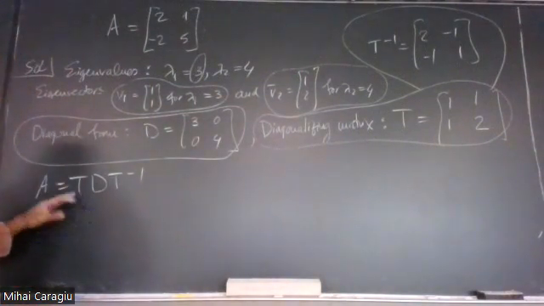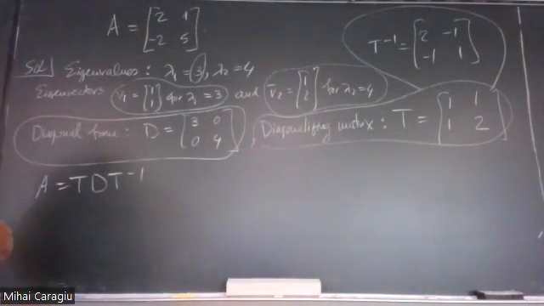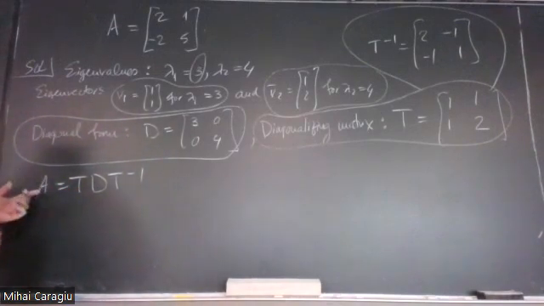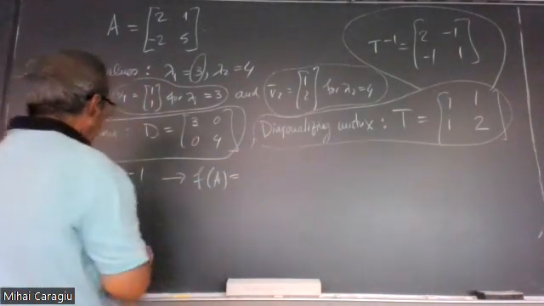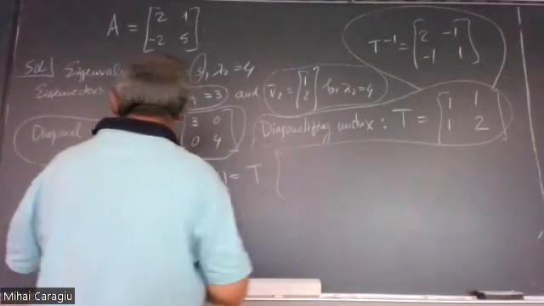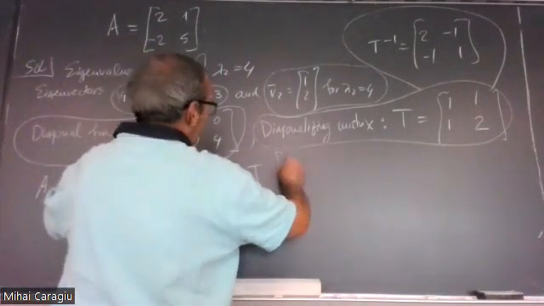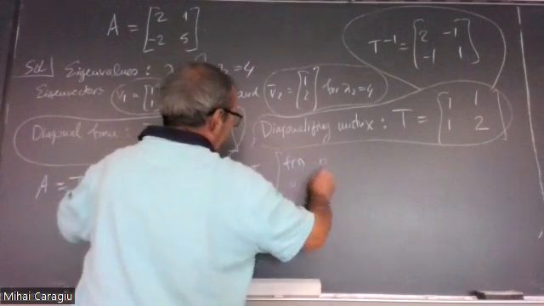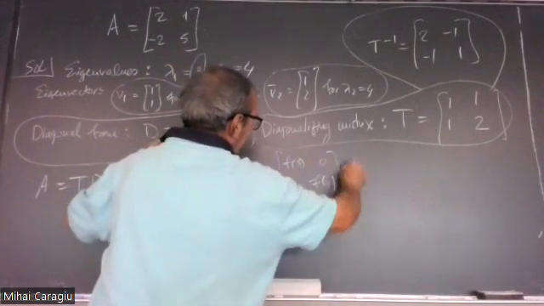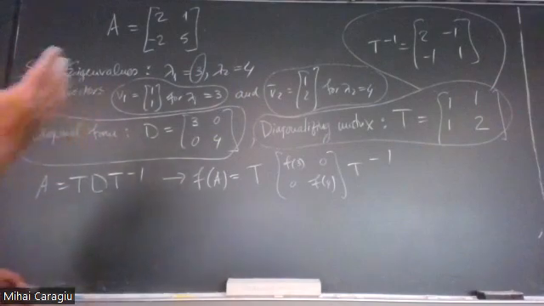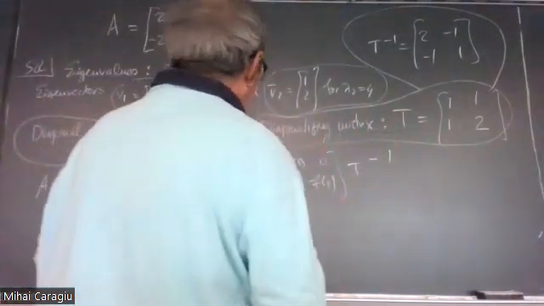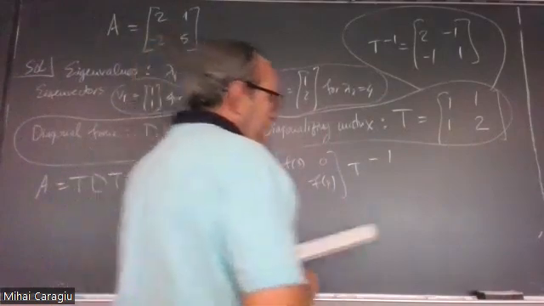This is important because we can find any analytic function of A by using this formula. Instead of A, we can put any function of A. This implies that f of A will be T times the diagonal matrix with f of 3, 0, 0, f of 4, times the inverse. Be prepared to use any reasonable analytic function, exponentials, trigonometric functions, you name it. You can find any function of a matrix by using this formula.